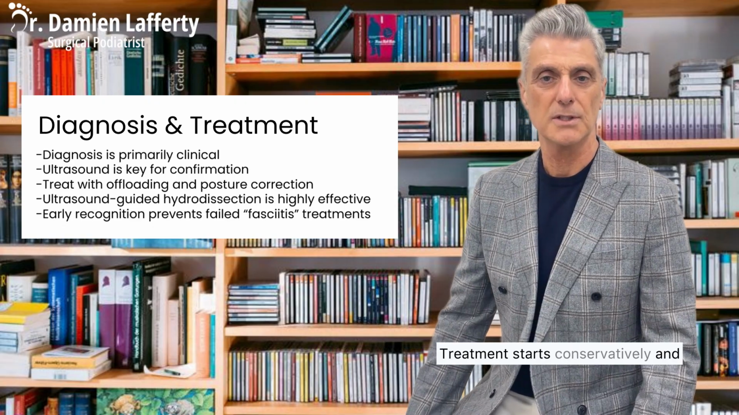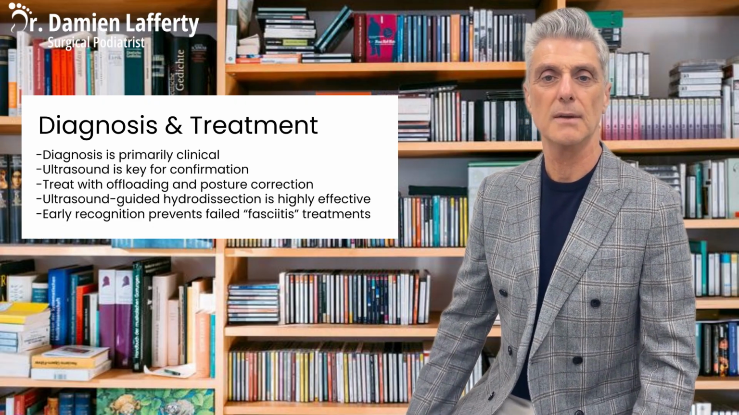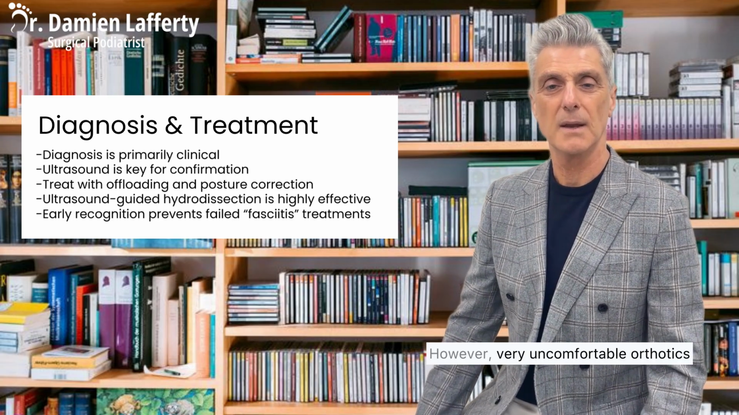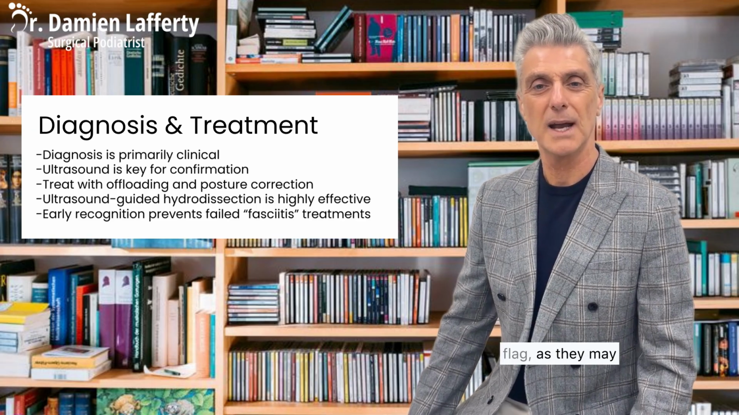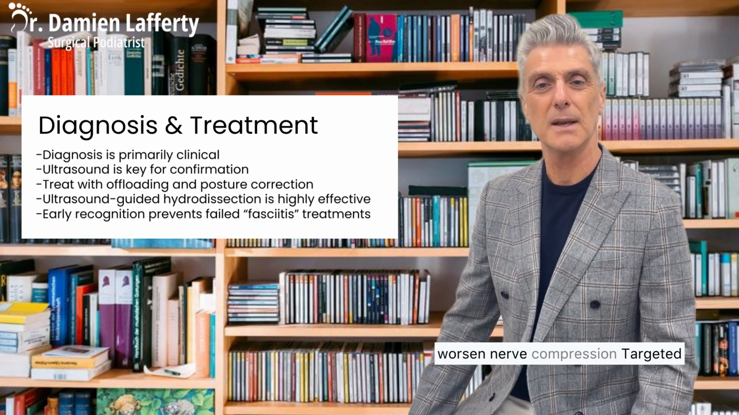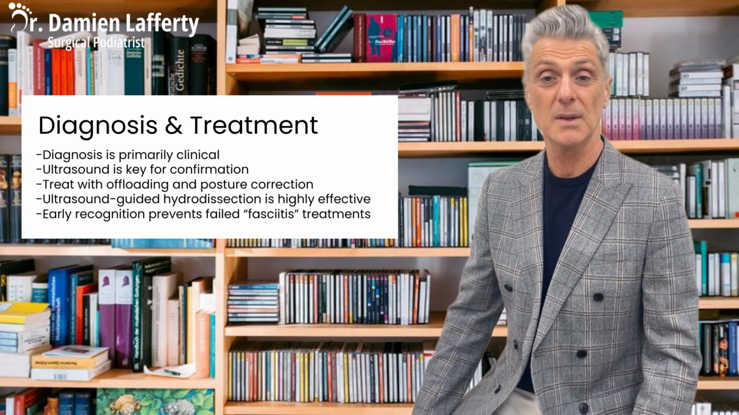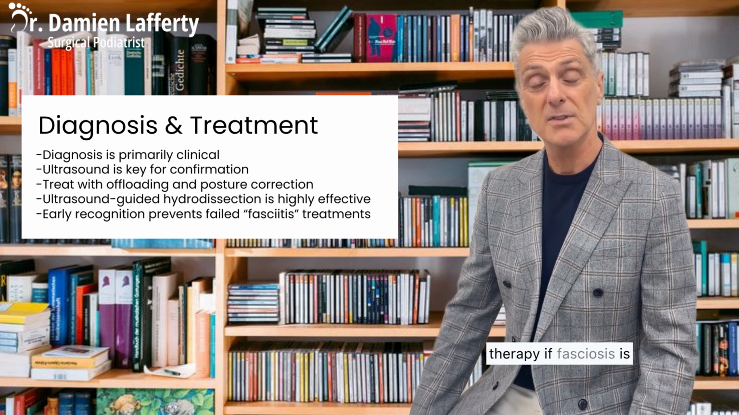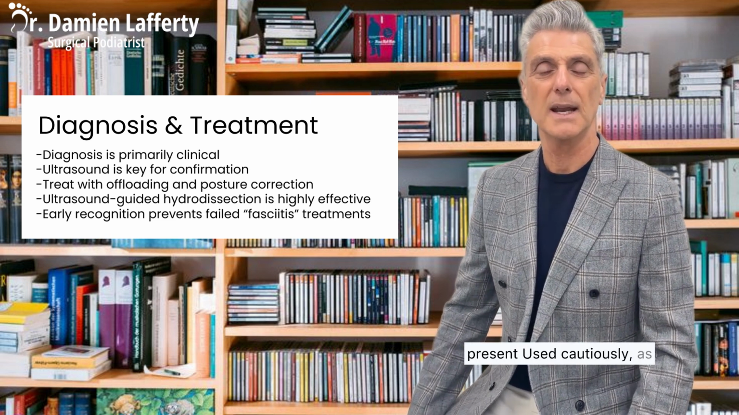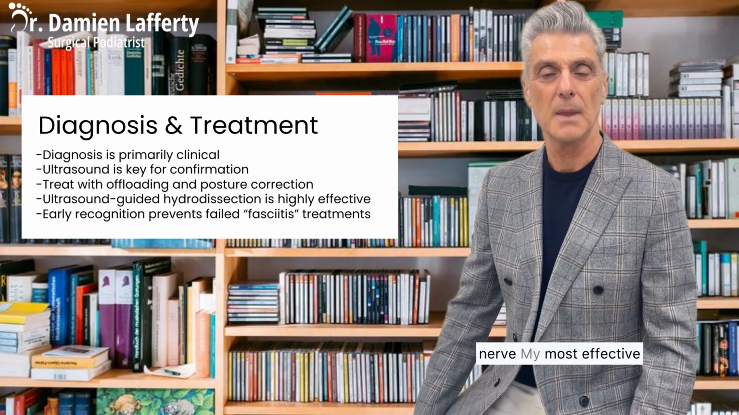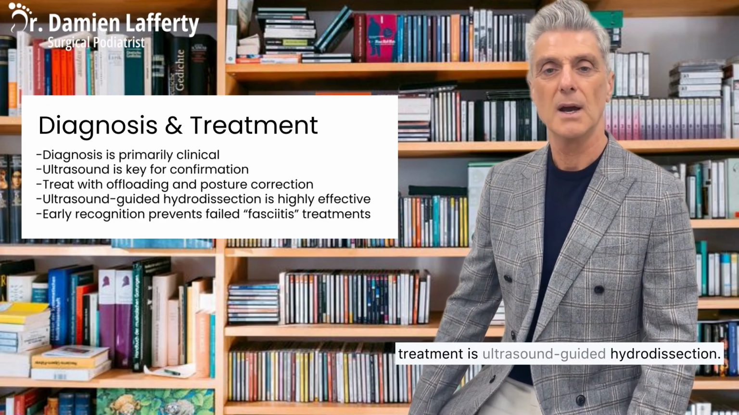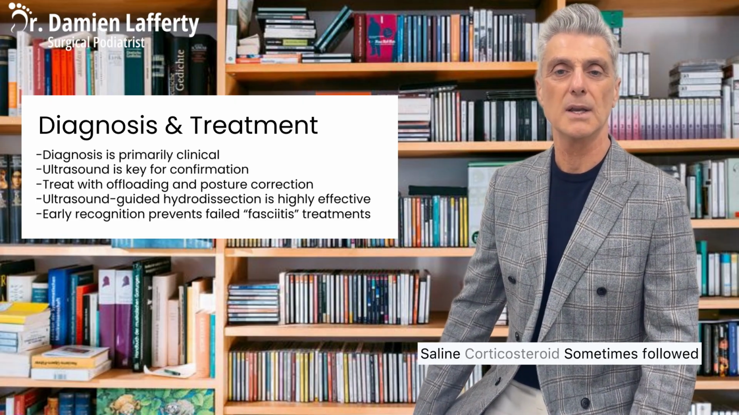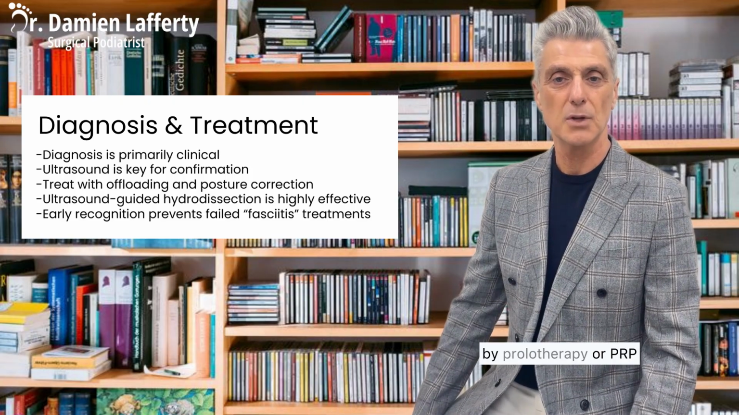Treatment starts conservatively and focuses on reducing nerve compression. This may include orthotics to reduce pronation. However, very uncomfortable orthotics can be a red flag as they may worsen nerve compression. Targeted physiotherapy for foot posture, neural mobilization exercises, shockwave therapy if fasciosis is present, used cautiously as it can irritate the nerve. My most effective treatment is ultrasound-guided hydrodissection. This involves local anesthetic, saline, corticosteroid, sometimes followed by prolotherapy or PRP.